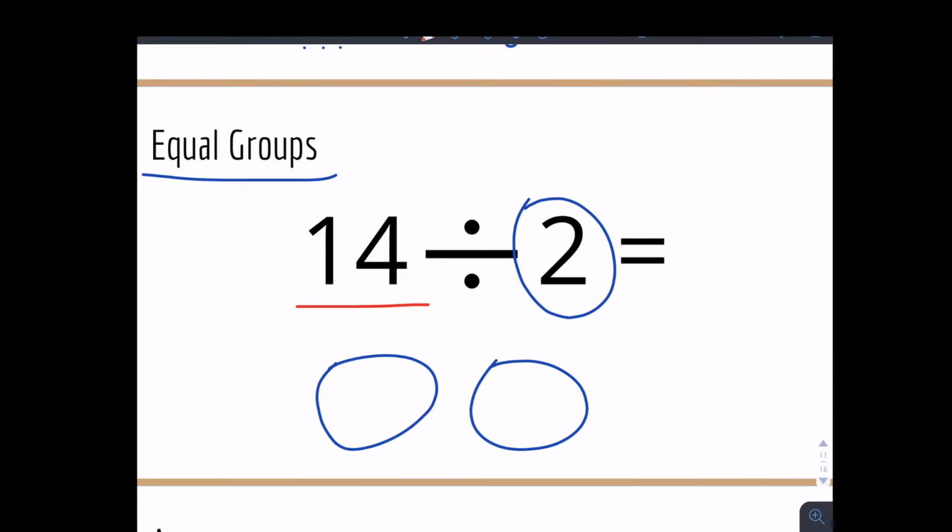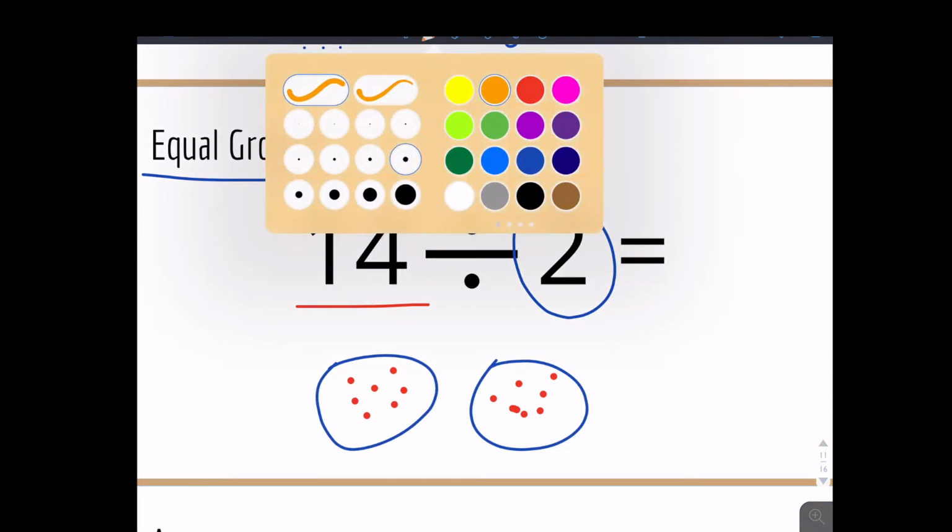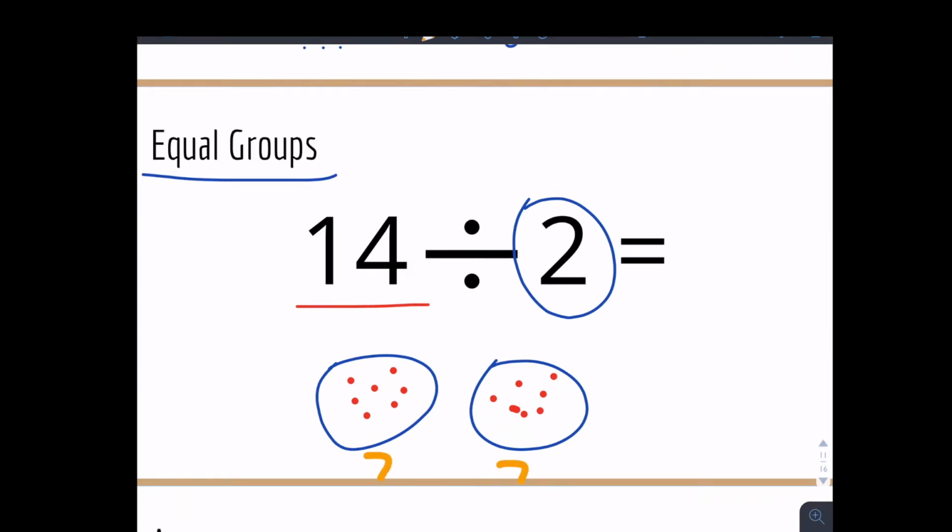And so if we just put 1 dot in each until we run out of cards, we would see how many are in each circle, and that would give us our quotient. So 1, 2, 3, 4, 5, 6, 7, 8, 9, 10, 11, 12, 13, 14. And as we count them all up, we would see that there are 7 in each. And so 14 divided by 2 is 7. Again, it's the same concept of putting dots in a circle, counting them up. This one, we just have the total compared to how we did with multiplication. We're just seeing how many are in each circle.